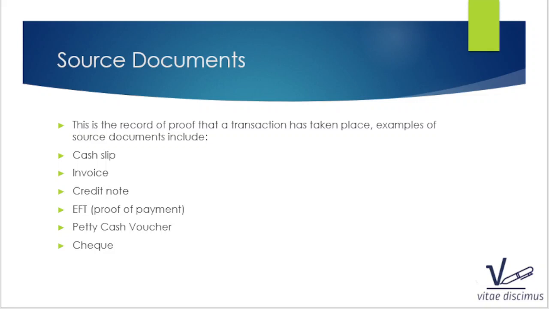If you're selling on credit, you issue the invoice. If you make returns, you get given a credit note. If your customer is making some returns, you also issue the credit note to the customer. Then you also have EFTs and petty cash vouchers as well as the check. So this is also not an exhaustive list, just an example of the various source documents we have.